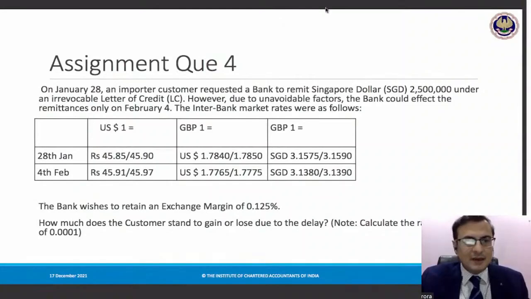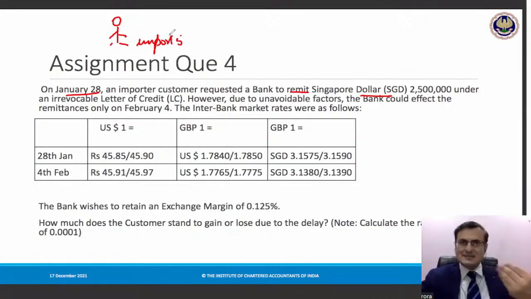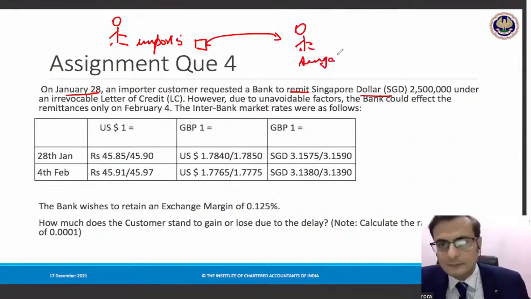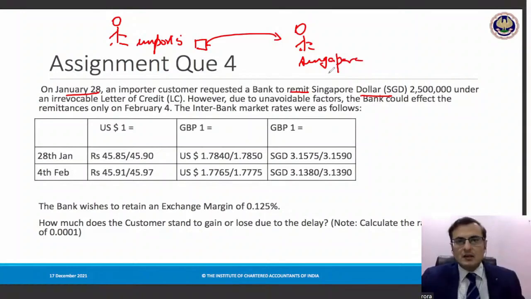So here, are we a banker? No, we are a customer, because we have to do the question from the perspective of the customer. So let's try and understand. On January 28, an importer customer requested a bank to remit Singapore dollars. Who is an importer? This is a person who has imported some items, and he needs money to be paid to a person who is in Singapore. So he needs Singapore dollars.